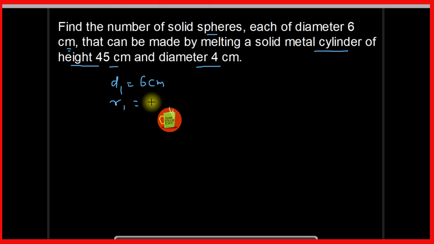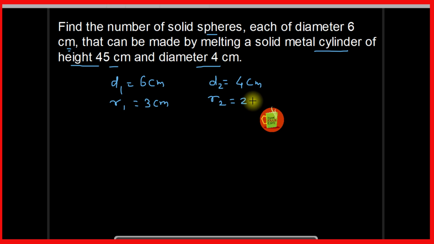Therefore r1, the radius of the sphere, will be 3 cm. And the diameter of the cylinder is given as 4 cm. Let it be d2, and therefore r2 will be equal to half of the diameter, that is 2 cm, and the height is given as 45 cm. Let n be the number of spheres formed.